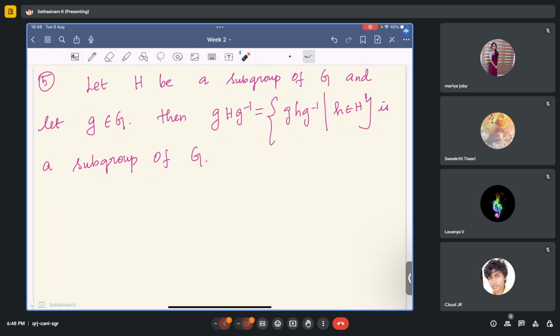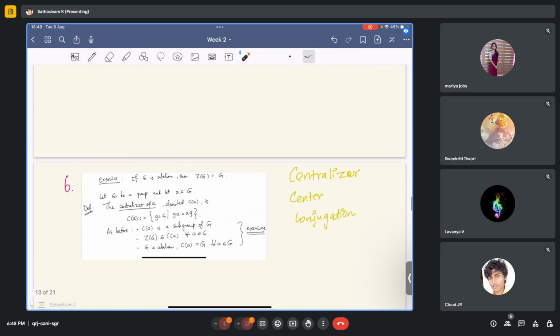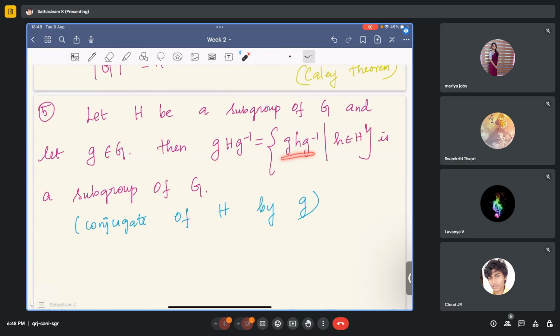And this subgroup is called the conjugate of H by g. So this word conjugate, you can see things like this. This is actually very important later on. When we go to the next topic, maybe the center, here I will explain why it is important. But if I don't explain, please remind me. I will tell you why it is important.